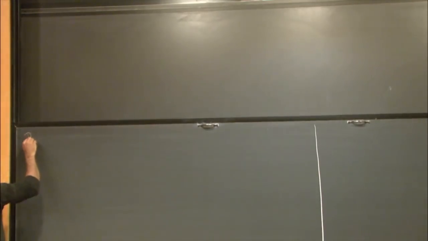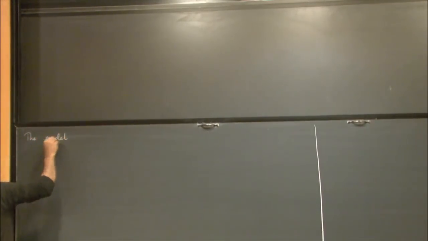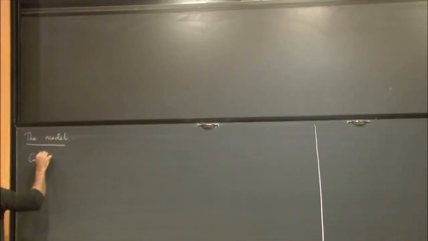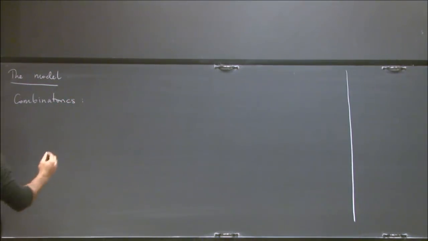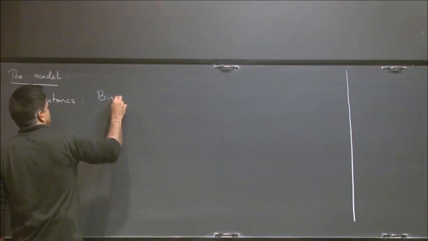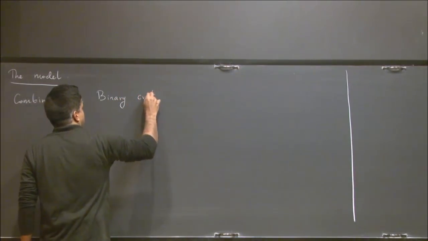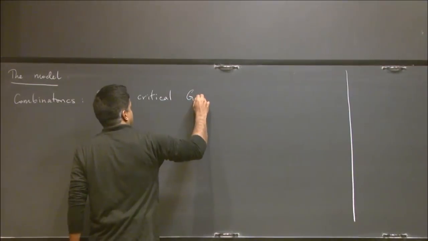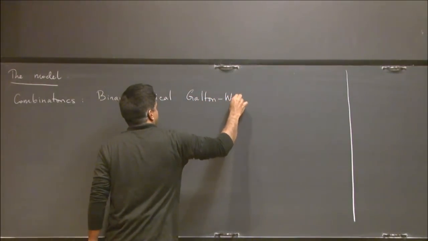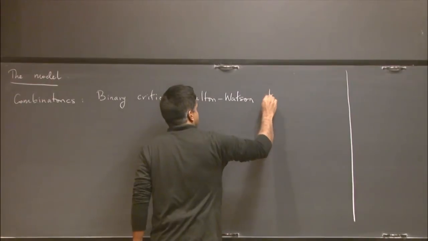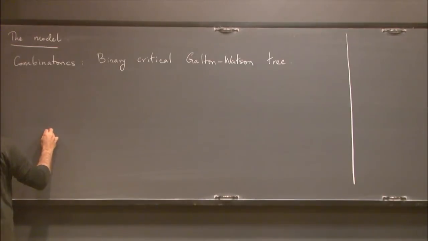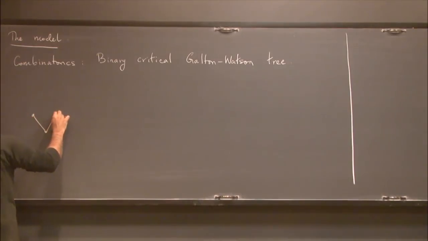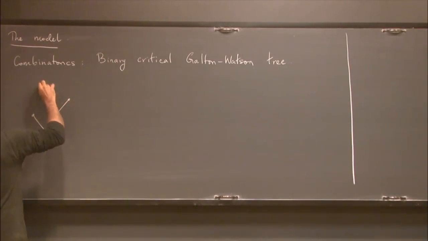Okay, so here's the model. The combinatorics. I'm not going to start with the lattice model. What I'm actually going to do is to start with combinatorics. So the combinatorics is based on a binary critical Galton-Watson tree. Let me just say what that means. I'm thinking about having a tree. I have a mother. The mother has 2 children, or let's say an independent number of children.